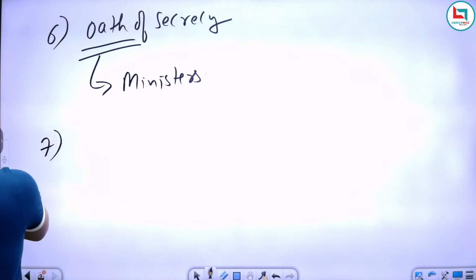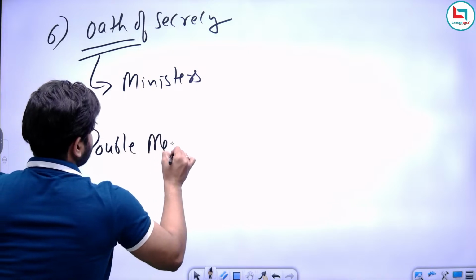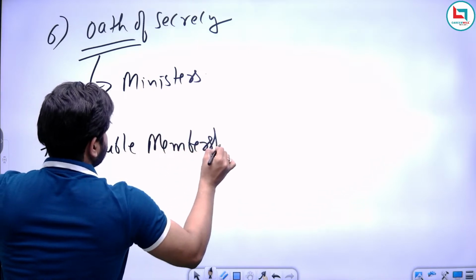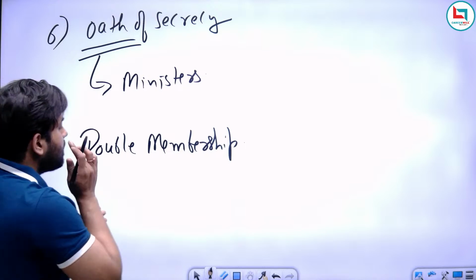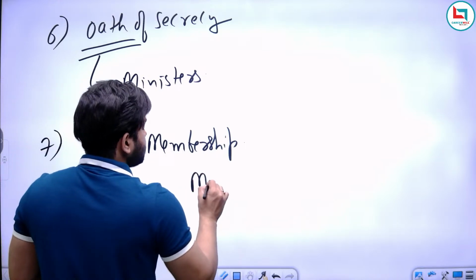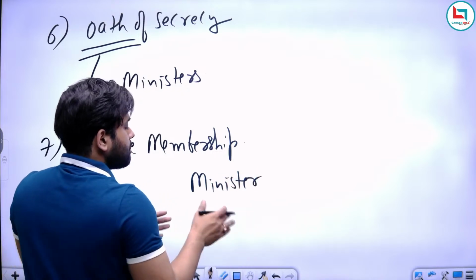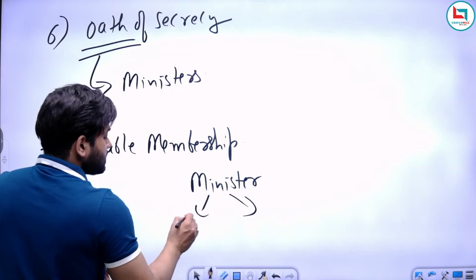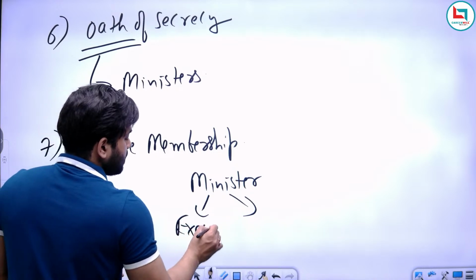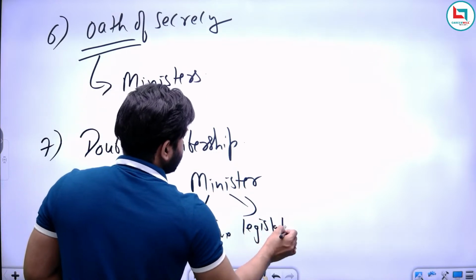Now the seventh feature is double membership. The seventh feature is double membership. Now what is double membership? Double membership means a minister is a member of both the organs of the government. A minister is also a part of the executive and also a part of the legislature.